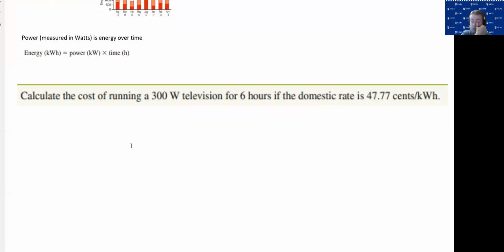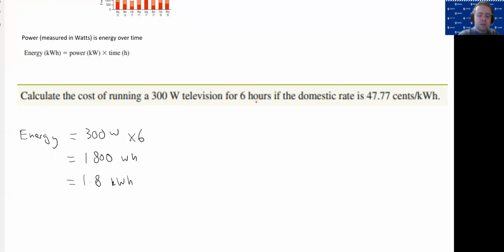So here we have: calculate the cost of running a 300-watt television for 6 hours. So the first thing we need to do is work out the energy that's being used. We have the watts, the power, and we have the time. So the energy is just the watts times 6 for the hours, and we end up with 1800 watt hours, but we can convert that by dividing by 1,000 to 1.8 kilowatt hours. Okay, so that's the first thing we need to do.